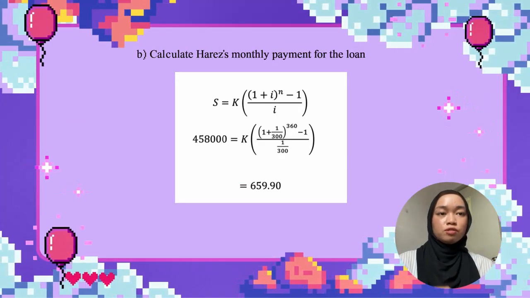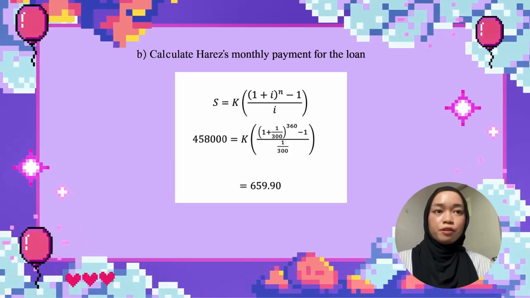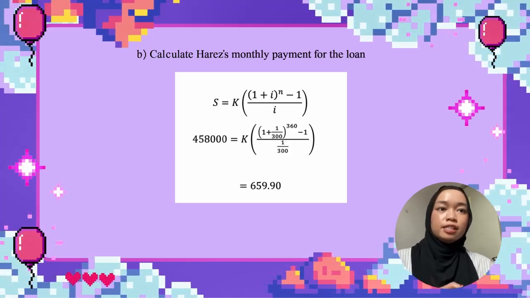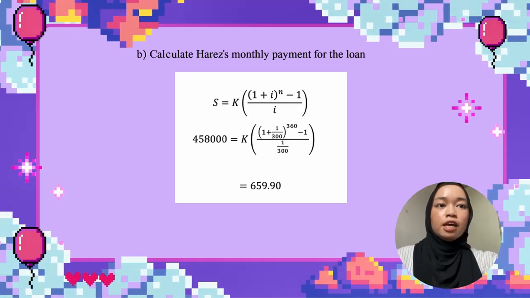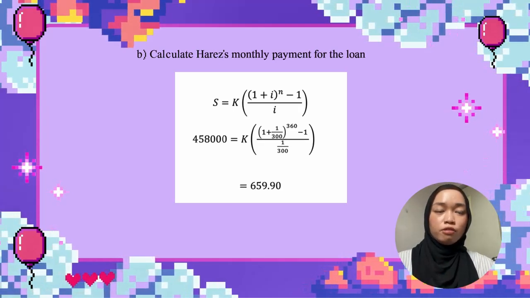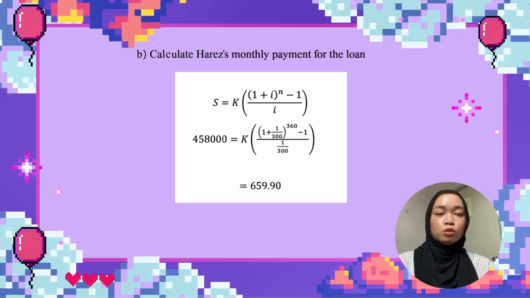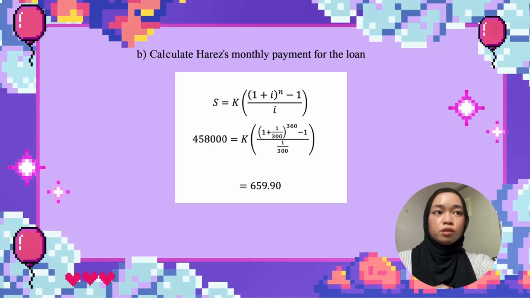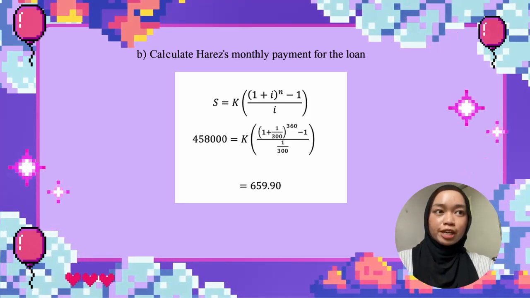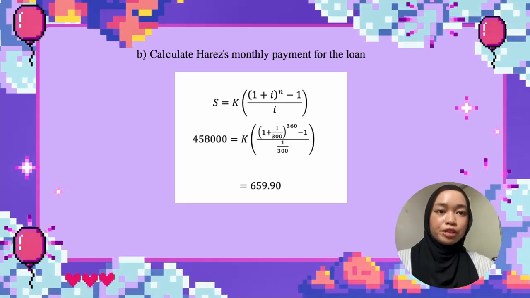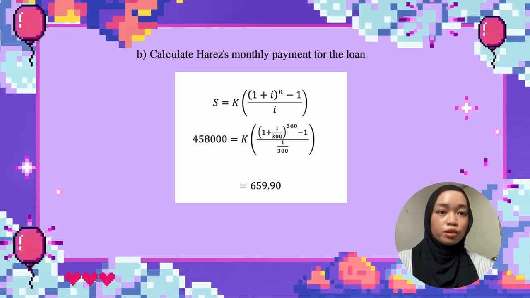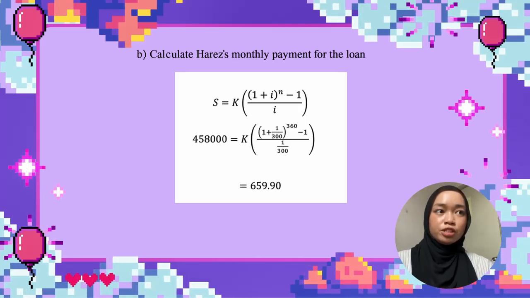510,000 minus 52,000 equal to 45,800, and then my K is 0.04, my M is 12, and then my T is 30, and then my I is 1 over 300, and my N is 12 in bracket 30 equal to 360. So my S is 45,800 equal to R, open bracket, in bracket 1 plus 1 over 300 close bracket, power of 360 minus 1 over 1 per 300 close bracket.